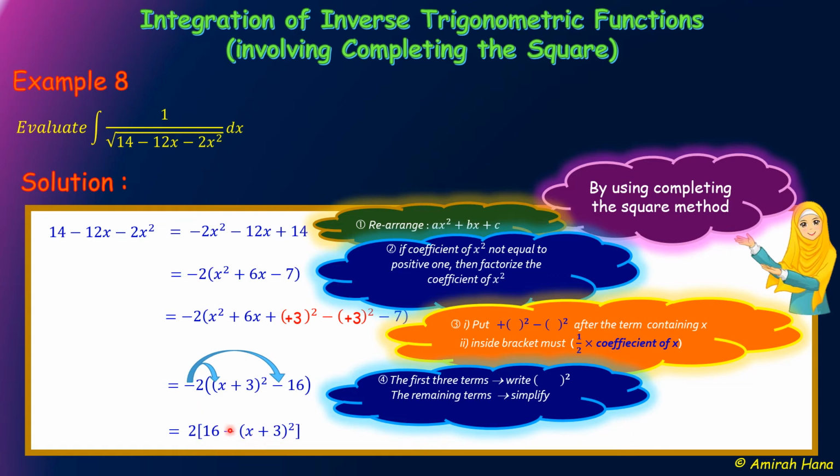If we expand back, we will get +32. When we expand -2 times -16 equals +32. This is equivalent to 2 times +16. And then when we expand back -2 times the bracket, we get negative here. 2 times negative means negative. We get back the above function.